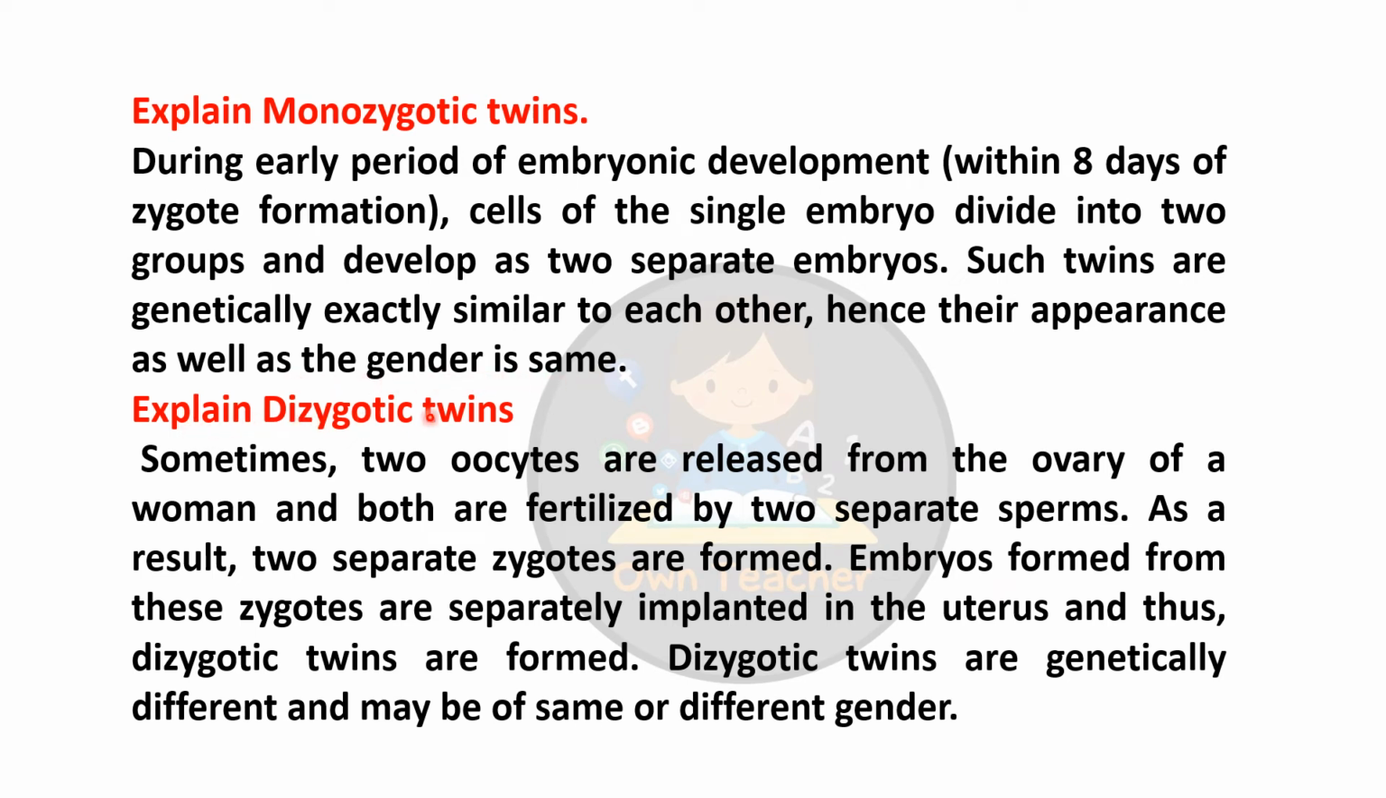Explain dizygotic twins. Sometimes two oocytes are released from the ovary of a woman and both are fertilized by two separate sperm. As a result, two separate zygotes are formed. Embryos formed from these zygotes are separately implanted in the uterus and thus dizygotic twins are formed. Dizygotic twins are genetically different and may be of same or different gender.